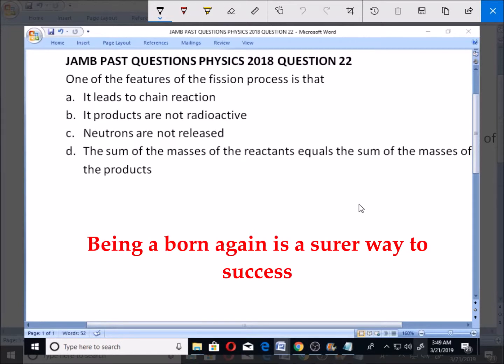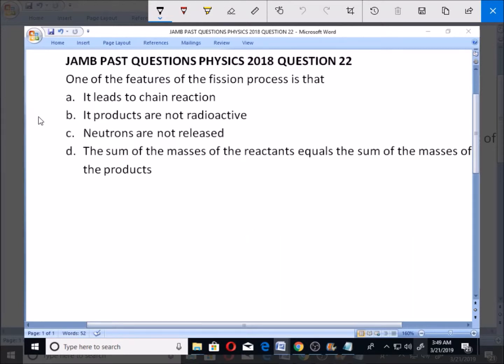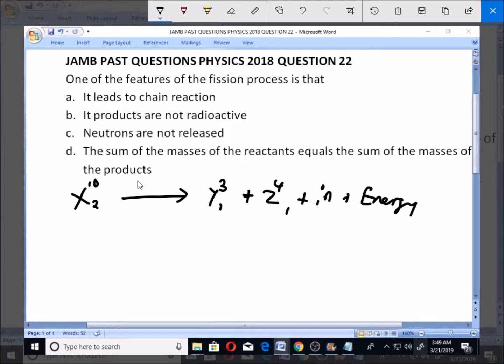Now, for us to be able to appreciate this very well, we need to note that in a nuclear fission, we talk about the nucleus of an atom disintegrating into smaller ones. So we have this big one, let's say having 10 and 2, disintegrating into the ones that have 3, 4, 1, 1, with the release of neutrons and energy. So this is what we call a fission reaction. Once you have the atomic number and the mass number here bigger than the ones here, we call it fission.